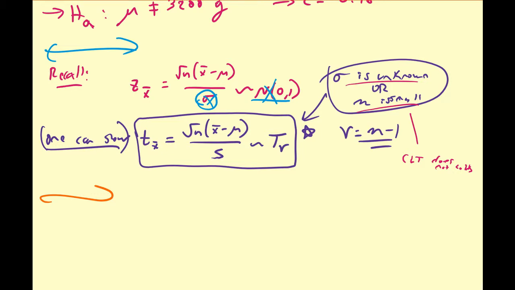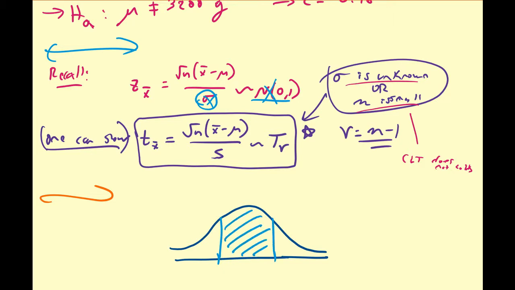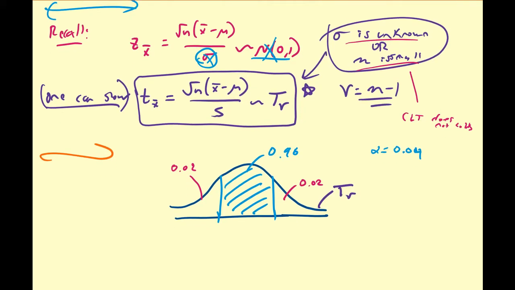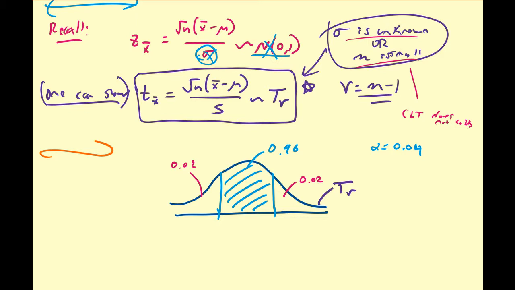So I'm going to draw the typical picture here. This is going to be some symmetric region, and this symmetric region has some corresponding level of confidence, which is given to be 0.96. Since alpha is equal to 0.04, this region over here is going to be 0.02, and this is going to be 0.02 as well. And since sigma is not known, this is going to be a t distribution with nu degrees of freedom. All right, so that's that process.